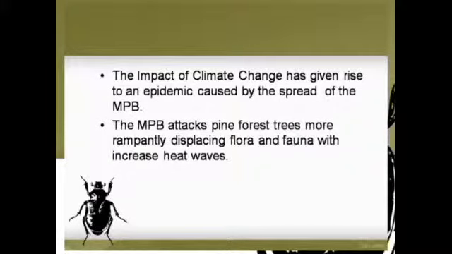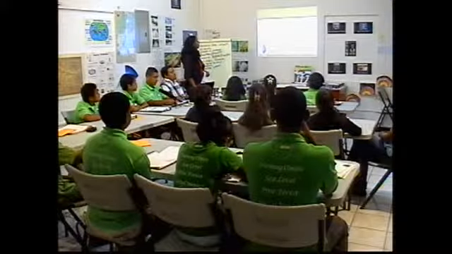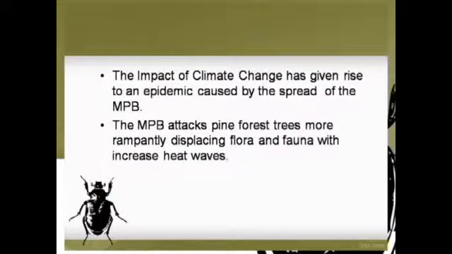The impact of climate change has given rise to an epidemic caused by the spread of the MPB. The mountain pine beetle attacks pine forest trees more rampantly, displacing flora and fauna with increased heat waves.